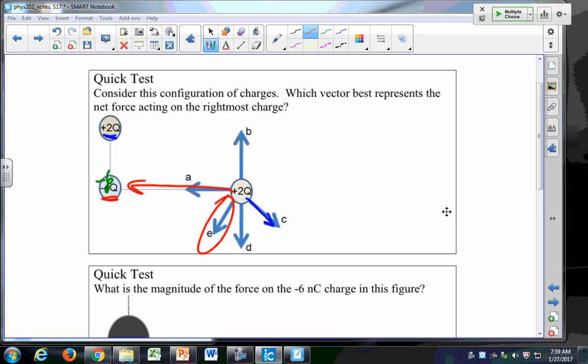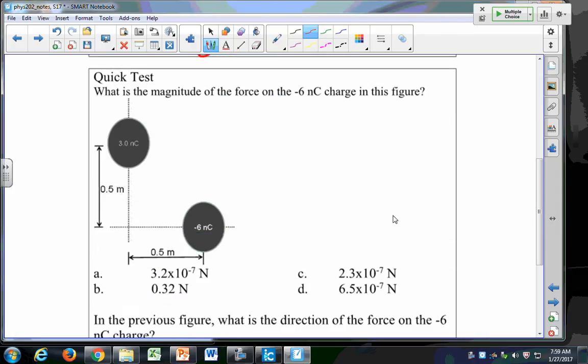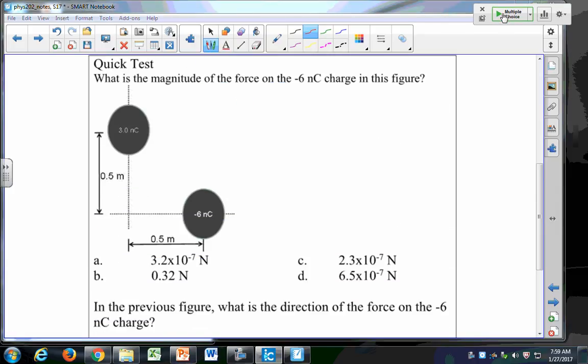Now let's try this one. What's the magnitude of the force on the -6 nanocoulomb charge? In case you can't see this, this is a +3, and this is a -6 nanocoulomb. Remember, nano looks a lot like 9. It's small, so it's 10 to the -9. If you finish this one, go on to the next one for the direction.